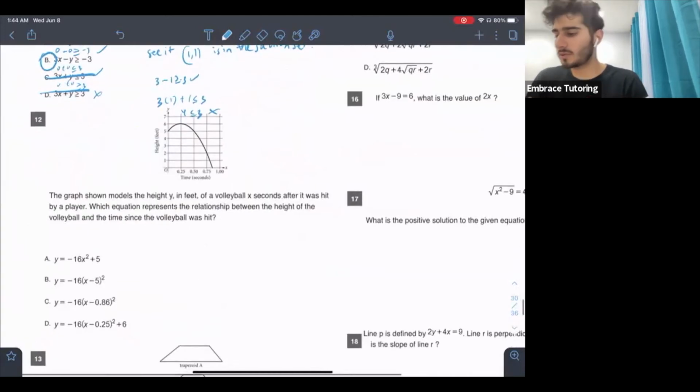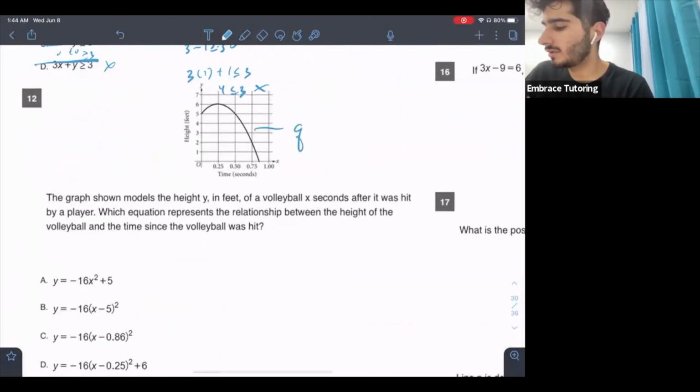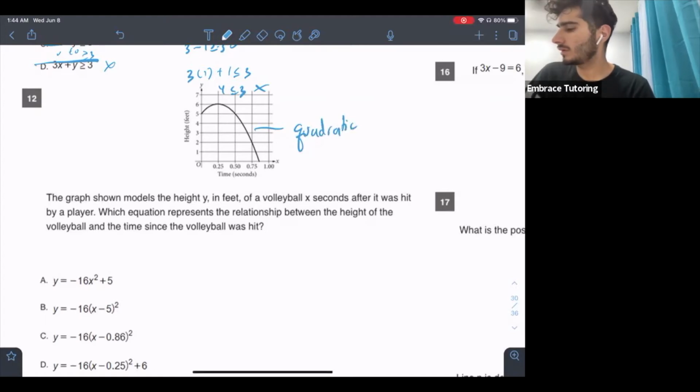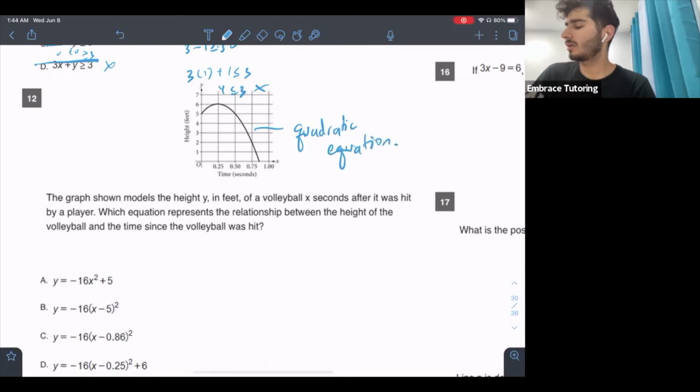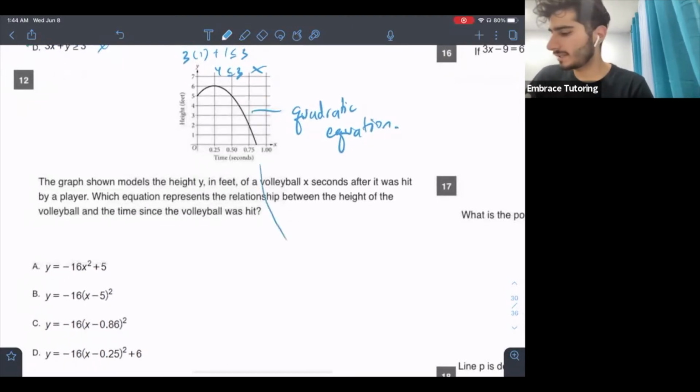Question 12. The graph shown models the height y in feet of a volleyball x seconds after it was hit by a player. Which equation represents the relationship between the height of the volleyball and the time since the volleyball was hit? So what this is giving is a quadratic equation, and so what you would have to look for is the vertex in this question.